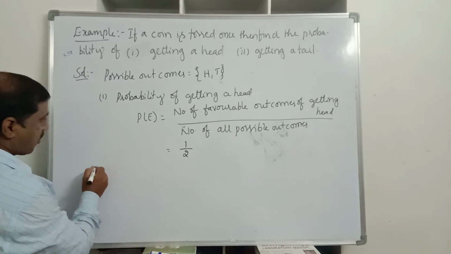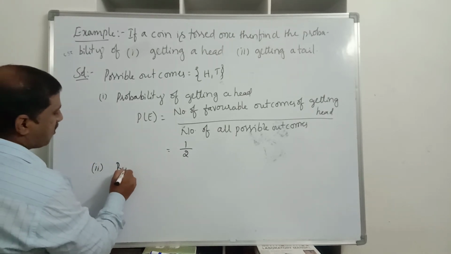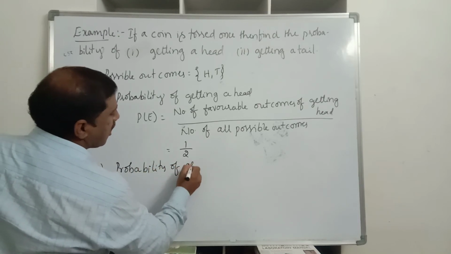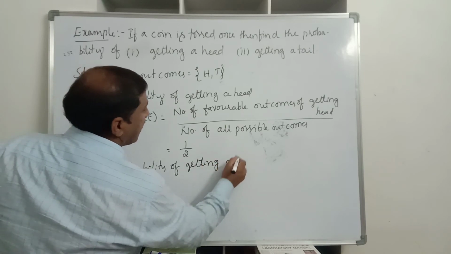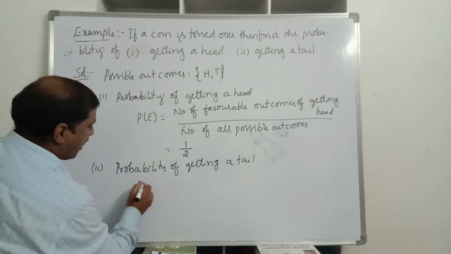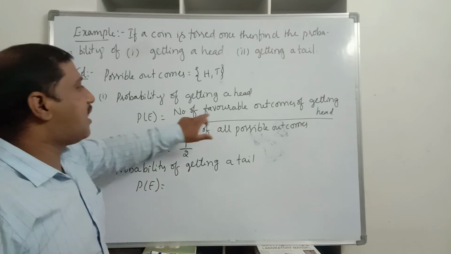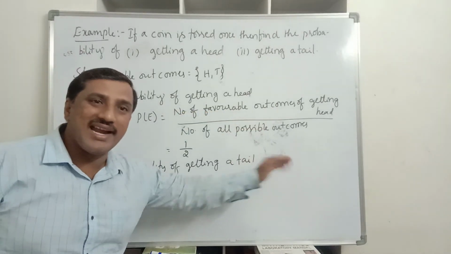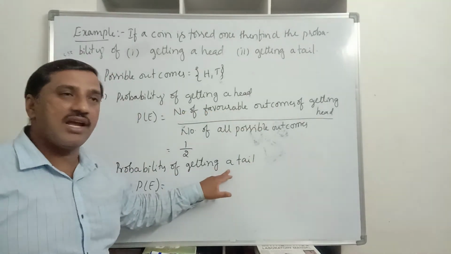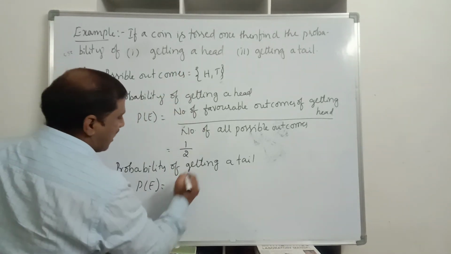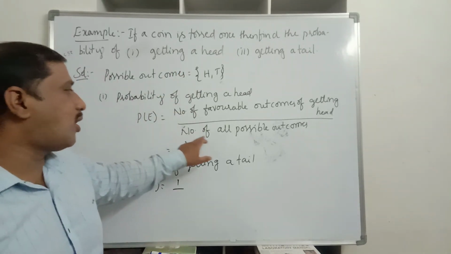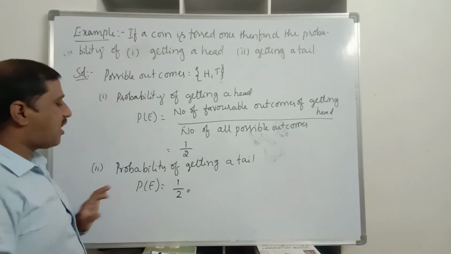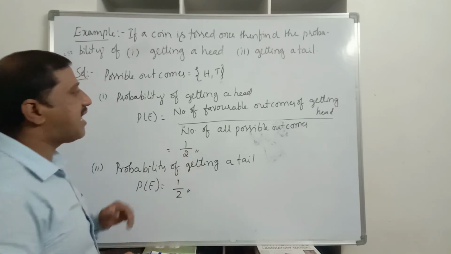The second question: the probability of getting a tail. P of E is equal to the number of favorable outcomes of getting a tail. How many favorable outcomes are there for getting a tail? It is 1, divided by the total number of possible outcomes. How many possible outcomes are there? It is 2. So again we got the probability 1 by 2, and the probability of getting a head is also 1 by 2.